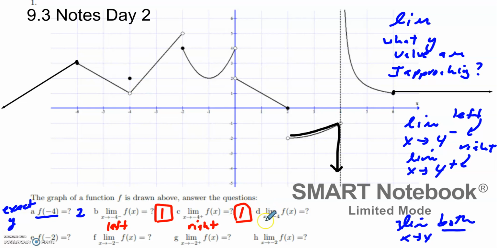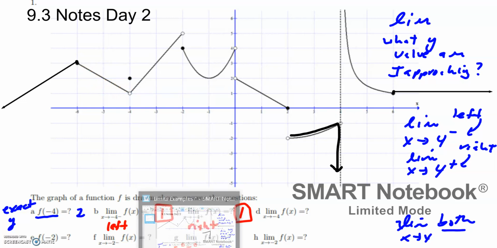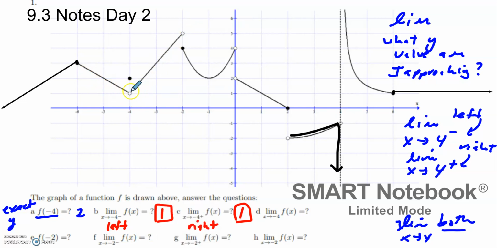Part D says as x is approaching negative 4. Now, when it says this, it means you need to consider both of these situations at the same time. If I approach this limit from the left, I was approaching the y value of 1. If I was approaching from the right, I also approached 1, which means the limit does exist, and the answer here would be 1 as well, because from both directions, the limit is the same. So I'm going to write a note. Both directions, the limit was the same. And because the limit's the same, the answer is also 1. You'll see some situations later that it is not always the case.